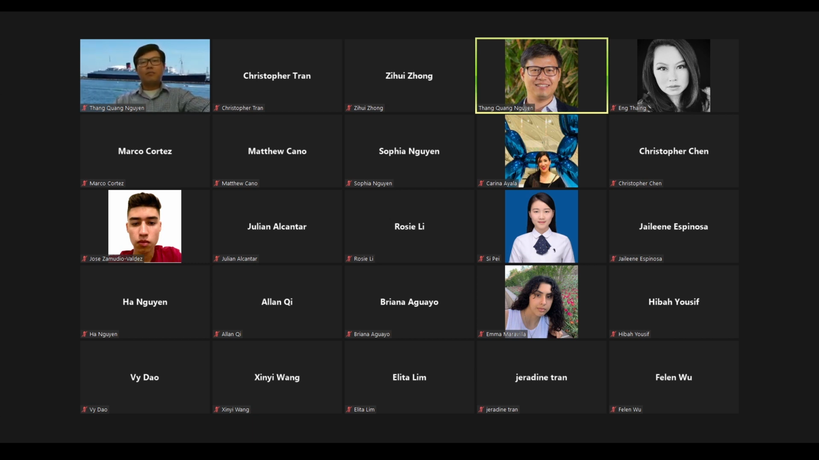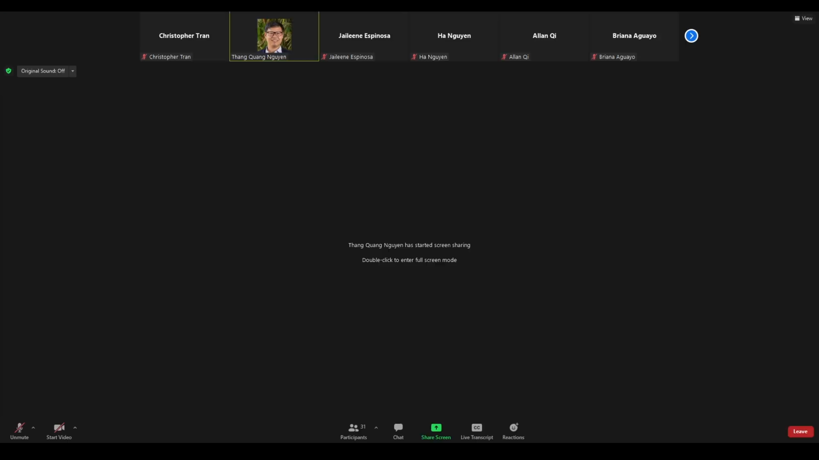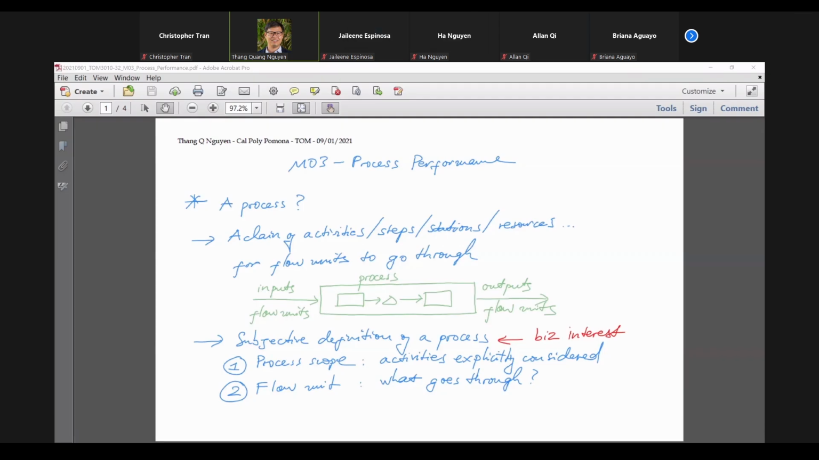So let me share with you what we did last time to refresh our memories, and let's move on from there. You can always check the class notes from last time. We talked about what a process is. It is a series of activities for the flow units to go through. At the beginning, the flow units are the inputs, and at the end, they are the outputs.